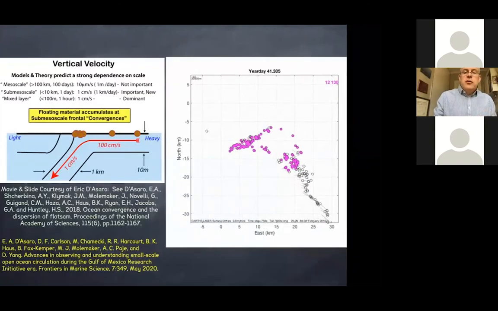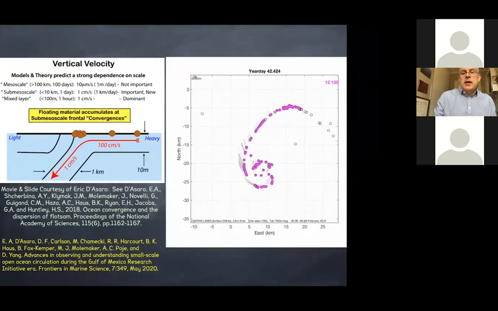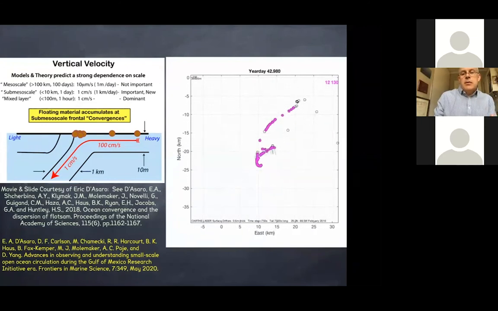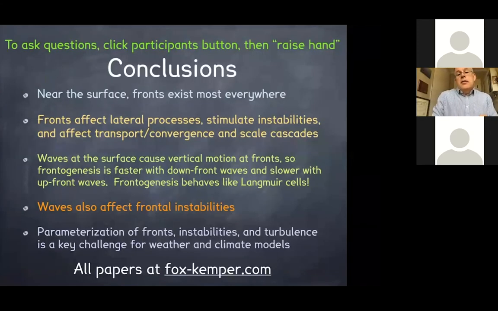This is a beautiful movie from the laser drifter release in the Gulf of Mexico. Watch all the pink ones. They go zip all into one point, which is an amazing thing. It's anti-diffusive. It's going into a point from a distribution of drifters. And also the way that these fronts represent the underlying statistics of dissipation and fronts throughout the world and what that looks like. So, thank you very much.